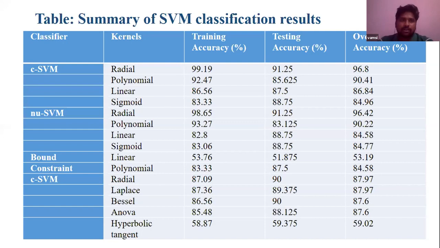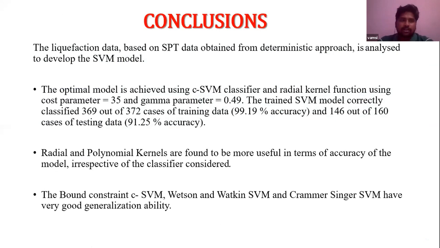The liquefaction data based upon the SPT data obtained from the deterministic approach is analyzed to develop an SVM model. In this SVM model, the C-SVM classifier with radial basis kernel function, using the cost parameter and gamma parameter 0.49, has given the best result. The training accuracy is 99.19% and the testing accuracy is 91.25%.